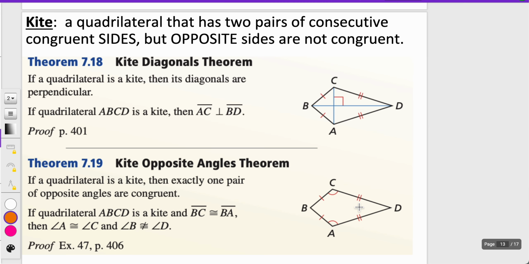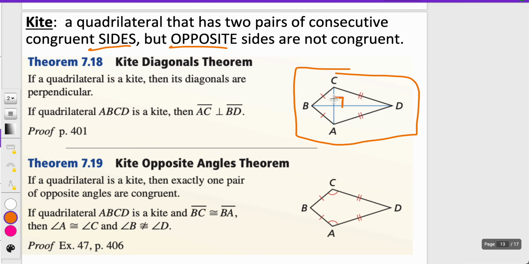Next up, we're going to move into some kites. A kite is a quadrilateral that has two pairs of consecutive congruent sides, but the opposite sides are not congruent. So it's good to draw these pictures here. The kite diagonals theorem states if a quadrilateral is a kite, then its diagonals are perpendicular. So let's make sure we draw that kite here with the perpendicular markings.